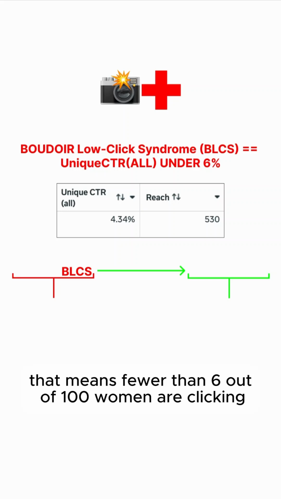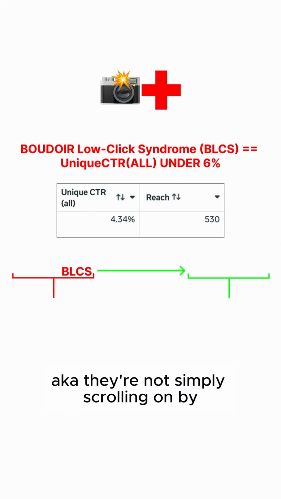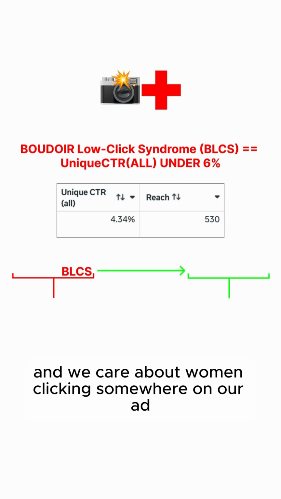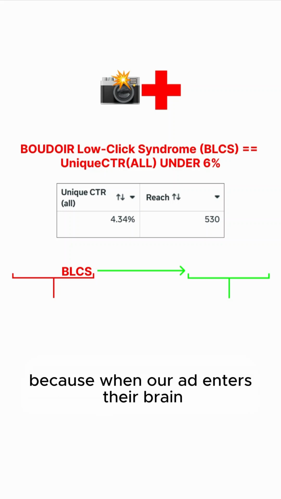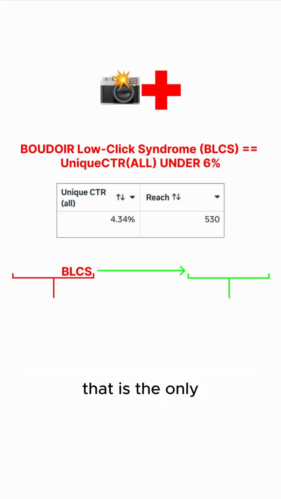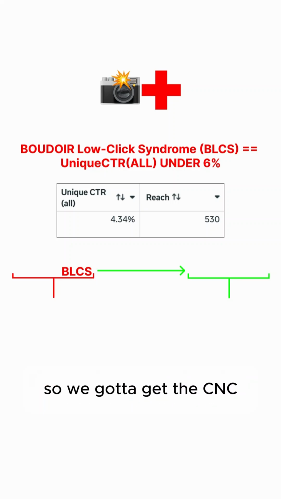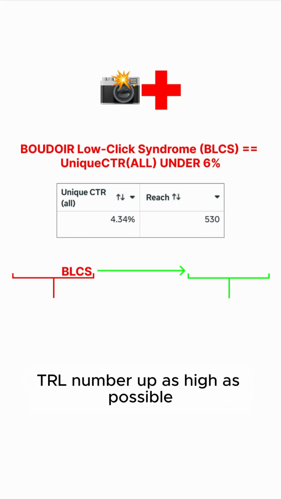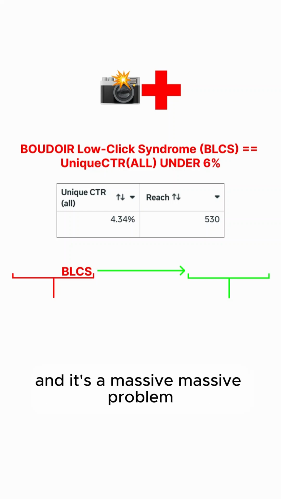That means fewer than 6 out of 100 women are clicking somewhere on our ad, aka they're not simply scrolling on by. We care about women clicking somewhere on our ad because that means our ad has entered their brain. And that is the only time their chance of buying from us is non-zero. So we got to get this unique CTR all number up as high as possible, but under 6% is the most common thing I'm seeing, and it's a massive, massive problem.